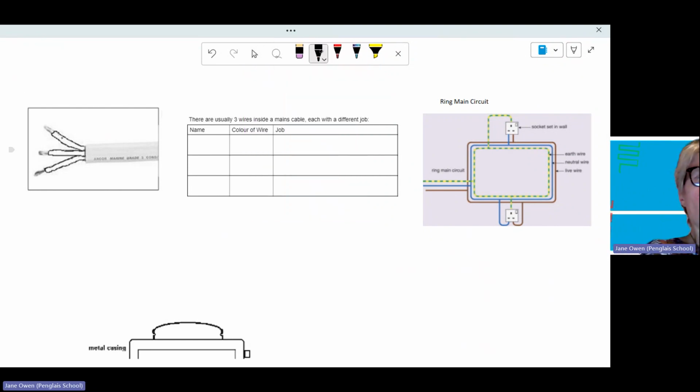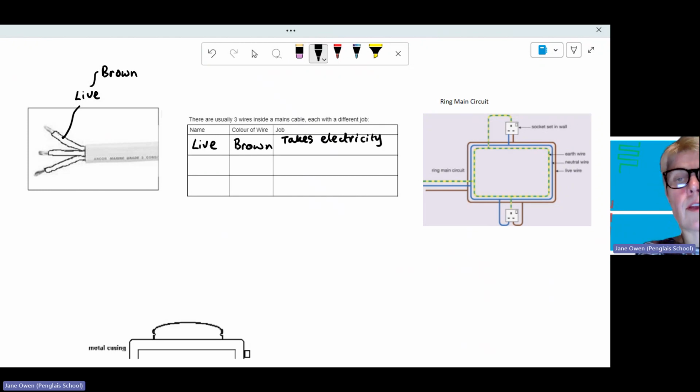Okay, so you've got the live wire, and the live wire is the brown wire. The live wire, which is coloured brown, takes electricity from the mains to the device, in order to make the device work.